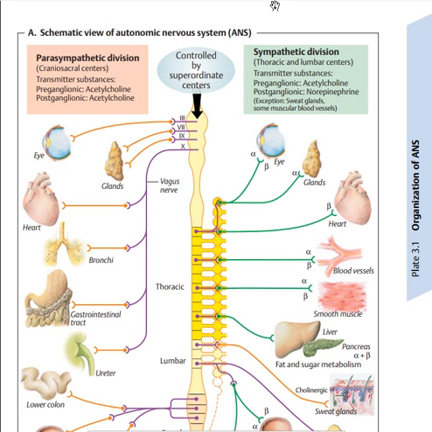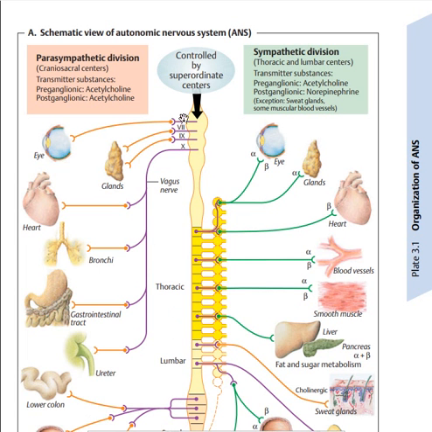Now all of them are going to be controlled by a supraordinate center, which is going to give impulses to the craniosacral outflow for parasympathetic and the thoracolumbar outflow for sympathetic. The main cranial nerves involved in parasympathetic action are cranial nerve 3, the oculomotor nerve, cranial nerve 7, the facial nerve, cranial nerve 9, the glossopharyngeal nerve, and cranial nerve 10, the vagus nerve. Then we have sacral nerves also involved for parasympathetic.